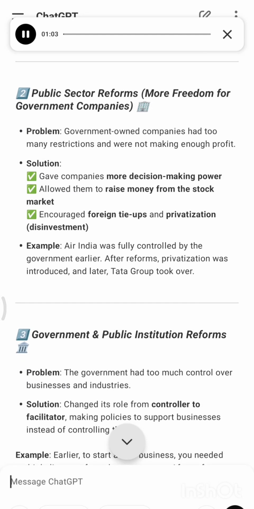2. Public sector reforms, more freedom for government companies. Problem: government-owned companies had too many restrictions and were not making enough profit. Solution: gave companies more decision-making power, allowed them to raise money from the stock market, encouraged foreign tie-ups, privatization, and disinvestment. Example: Air India was fully controlled by the government earlier. After reforms, privatization was introduced and later Tata Group took over.